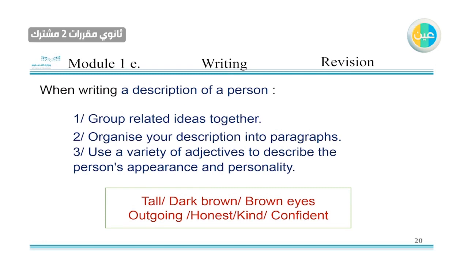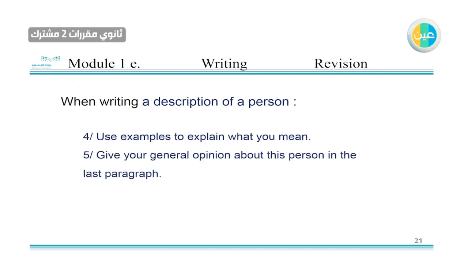You can have others in your book, or you can check the dictionary. You can say about his appearance that he's tall, or she's tall, dark brown eyes, and whatever. The personality: outgoing, honest, kind, confident, and make sure to give me reasons or to support that. You're going to say that he's confident because you're going to tell me an example of that personality of him or of her. Okay.